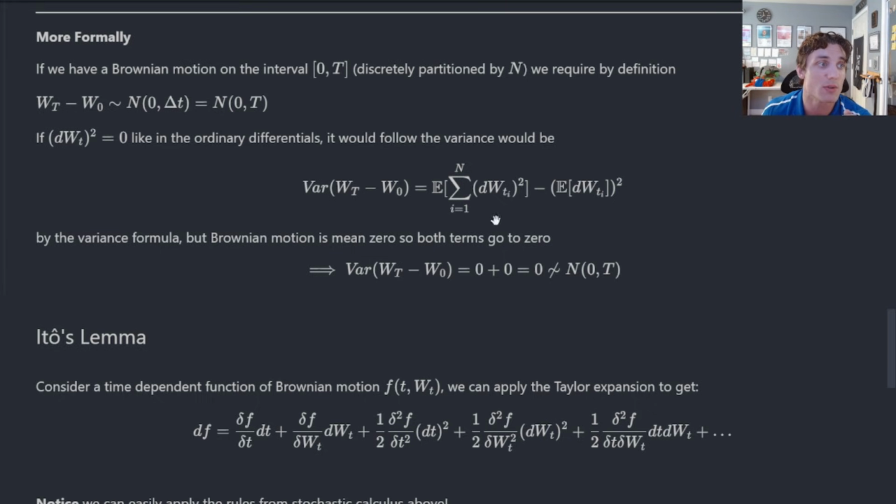So that is more formally a way to see why dW_t squared has to go to dt, because if we were to sum up all of those increments, that is those dt's, from 1 to capital N, we would end up with this desired distribution that characterizes the Brownian motion by construction.